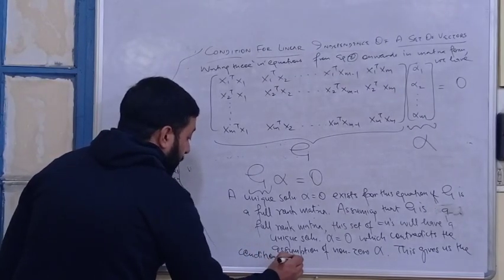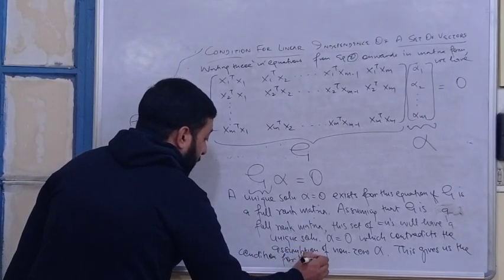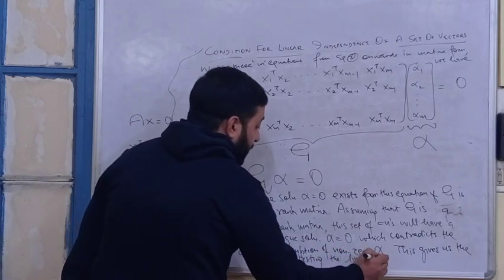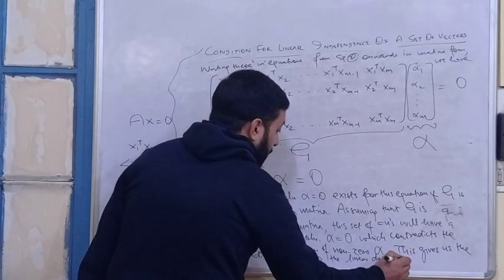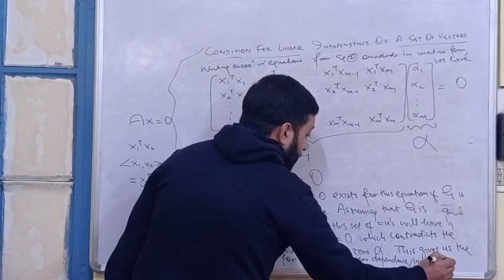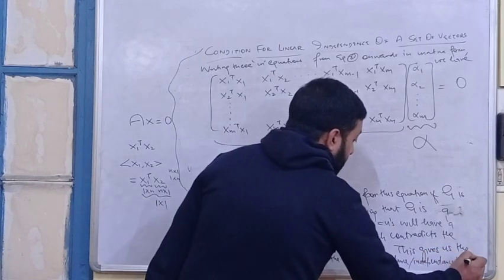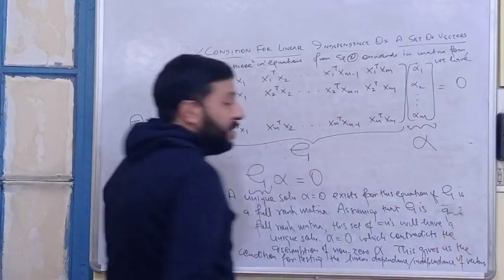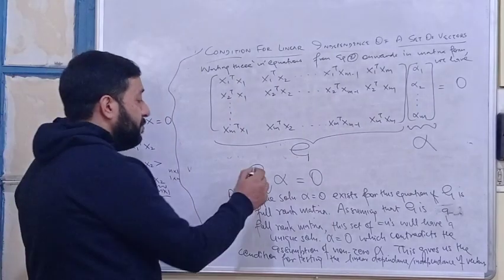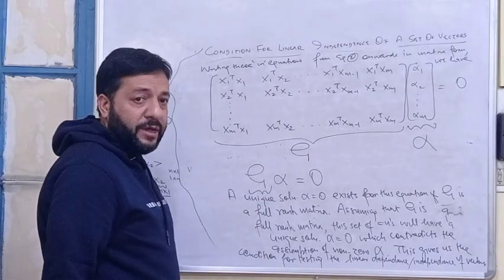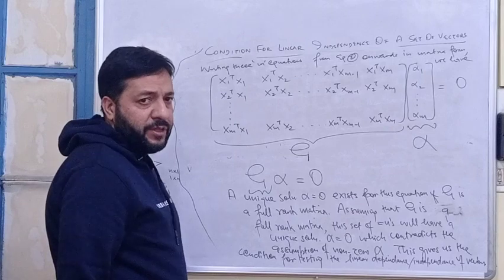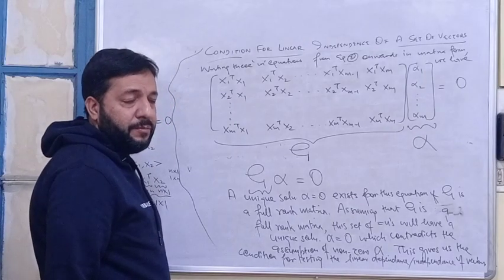This gives us the condition for testing the linear dependence or independence of vectors. This means that a given set of vectors is linearly independent if and only if this matrix G is a full rank matrix. Or in other words, if the determinant exists for this matrix G. That's another way of checking whether the matrix G is full rank or not.